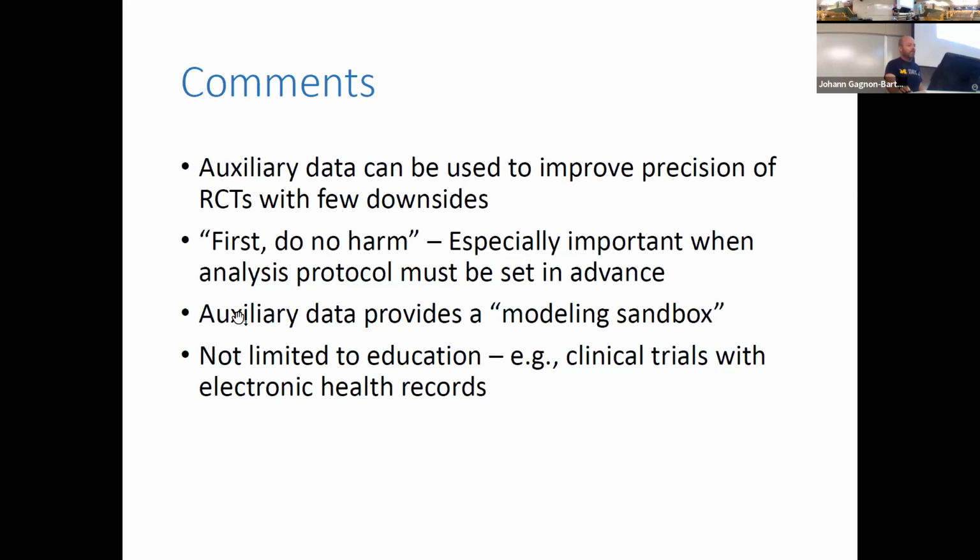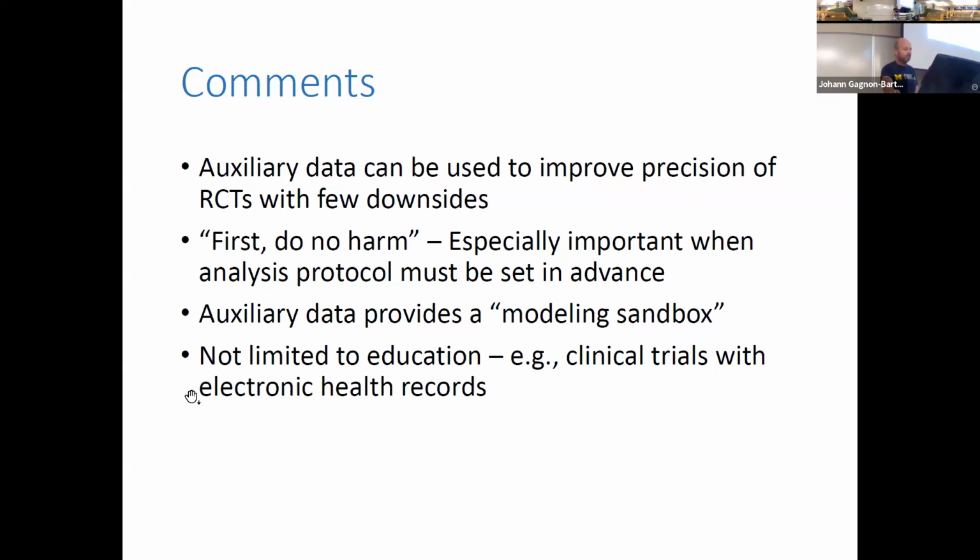The auxiliary data, I didn't talk about this too much, but because it's its own separate data, you can do whatever sort of modeling on there you want. You can really go to town on the auxiliary data and treat it as a modeling sandbox. You can try out all the different models you want, neural nets, random forests, or whatever, and then go with what really seems to be working the best.